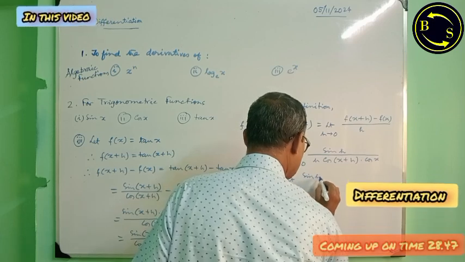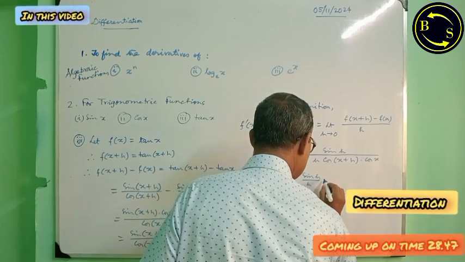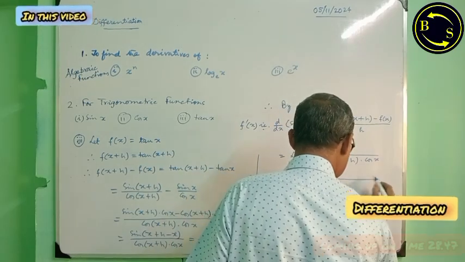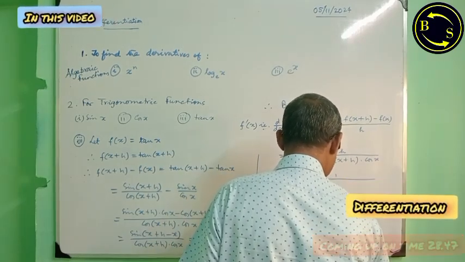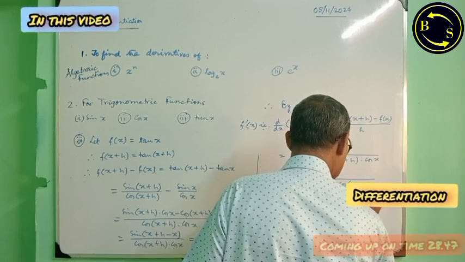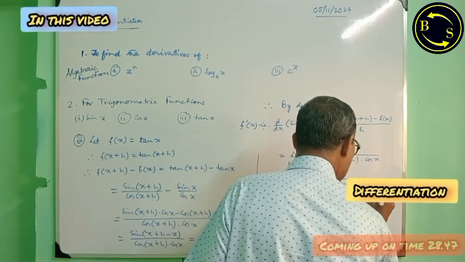sin h by h into 1 by limit h tends to 0 cos of x plus h into cos x.